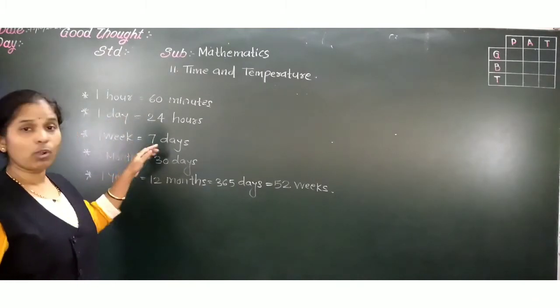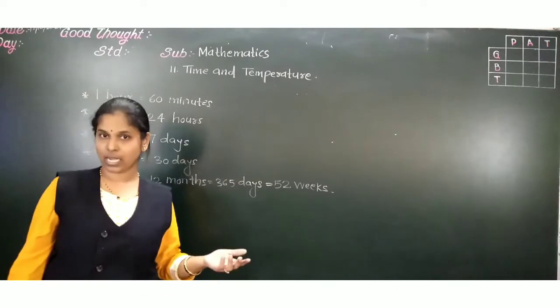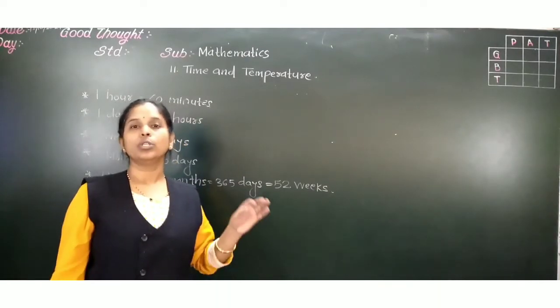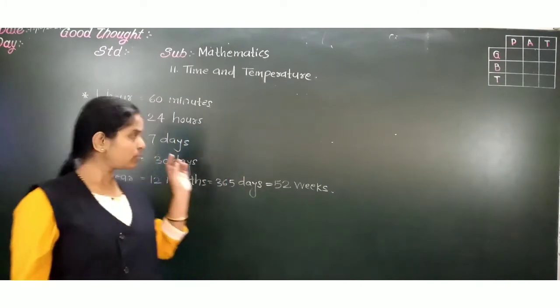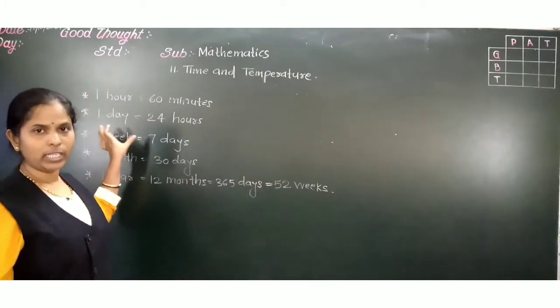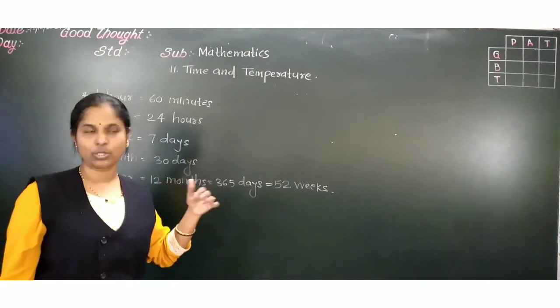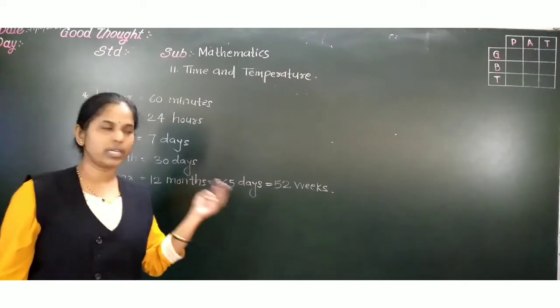Next, 1 week is equal to 7 days. In 1 week, 7 days are there. Suppose if it is 3 weeks, how many days? What will you do? You have to multiply 3 weeks by 7, because in 1 week 7 days are there. So 7 threes are 21 days.